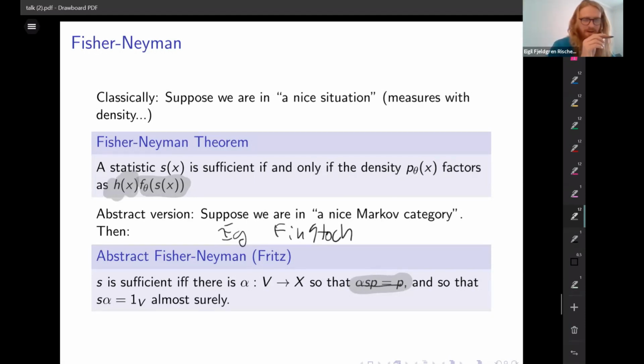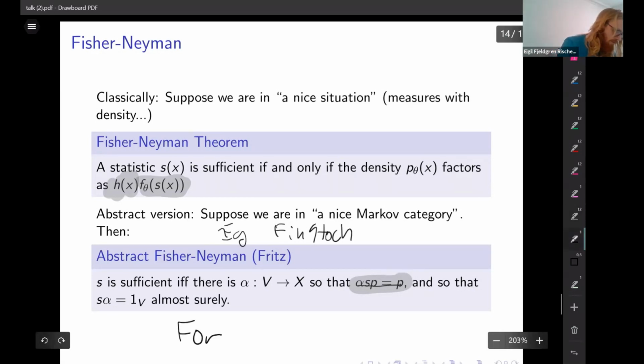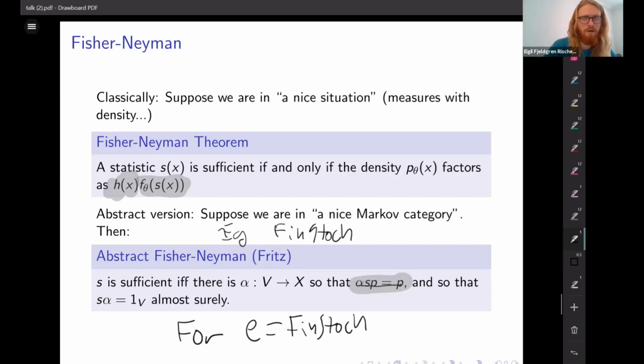But the one case that you can do is finite sets, because then everything has density, so then it's really not any statement. So if you apply this to FinStoch, you recover the Fjeldgren theorem for distributions for statistical models and finite sets.